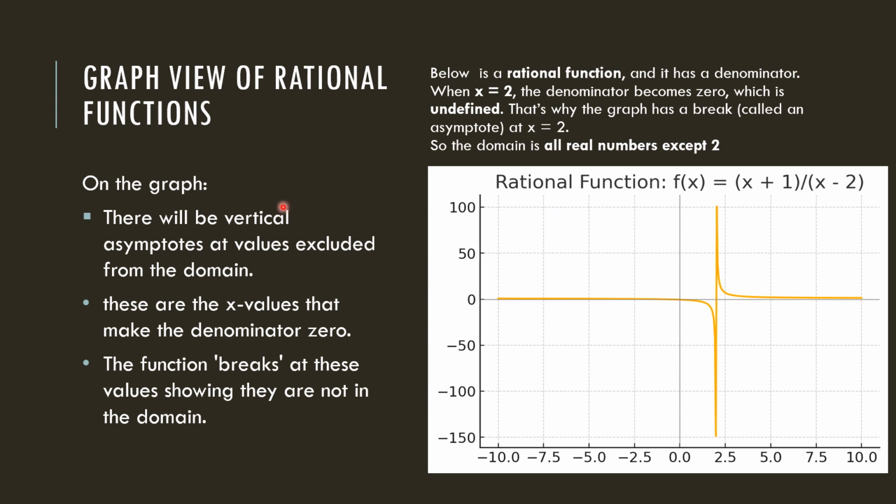Let's look at the graph view of rational functions. On the graph, there will be a vertical asymptote at values excluded from the domain. So when you look at this particular rational function, the value which is excluded from the domain is 2. So you are going to see the function move asymptotically closer to 2. It will be like it is going to intersect or be on the 2, but it will never be on the 2.